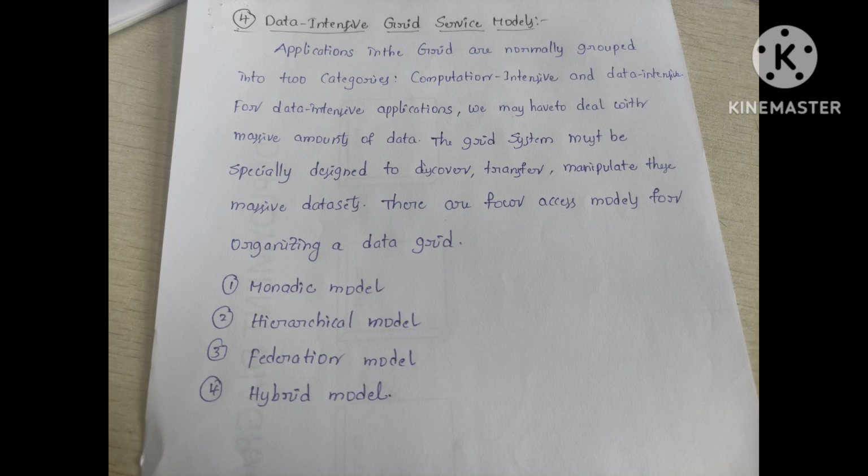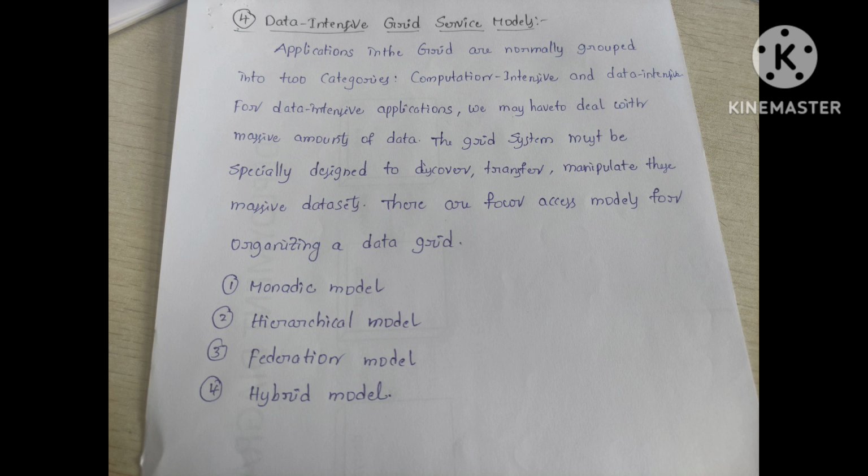So the fourth subtopic is data intensive grid service models. Generally, applications of a grid are normally grouped into two categories. One is computation intensive, another one is data intensive. For data intensive applications, we may have to deal with massive amounts of data, because grids are especially used for larger scale computations, right? So here also we need to deal with massive amounts of data. The grid systems must be specially designed to discover, transfer and manipulate these massive data sets.